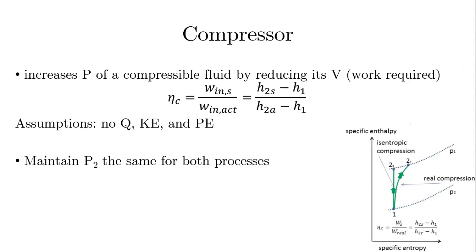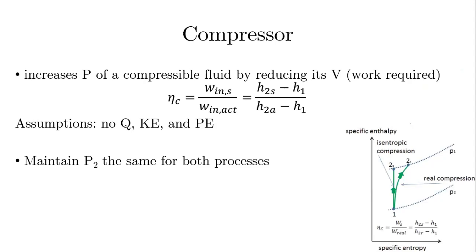Okay, let's look at a compressor. A compressor is a device that you're going to use to increase the pressure of a fluid by reducing its volume. And when you do that, you need to put work into it. So now this one and the following device are kind of flipping it. The isentropic stuff goes in the numerator. Why? Because it's going to be lower. We're trying to minimize the work we're putting into this stuff.